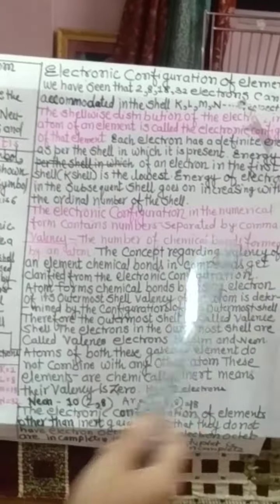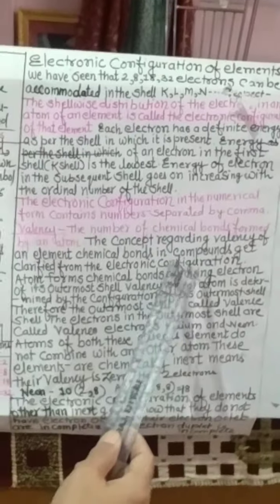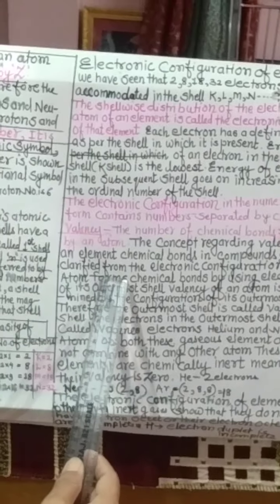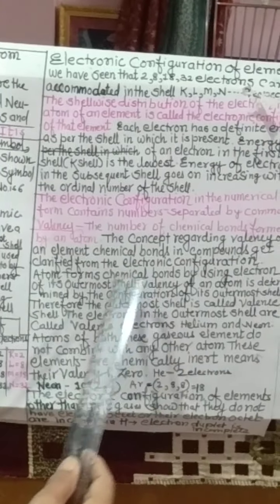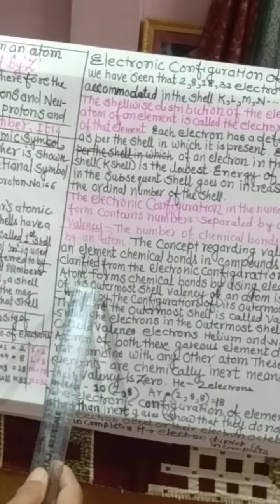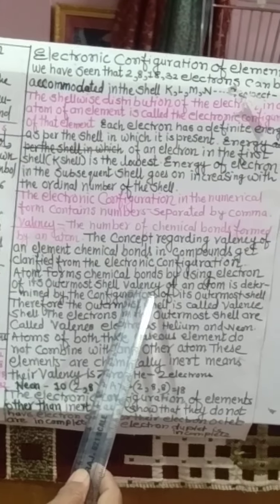Come here on the chart. Look at the chart. Valency means the number of chemical bonds formed by an atom. The concept regarding valency of an element, chemical bonds in the compound gets clarified from the electronic configuration. Atom forms chemical bonds by using electrons of its outermost shell.